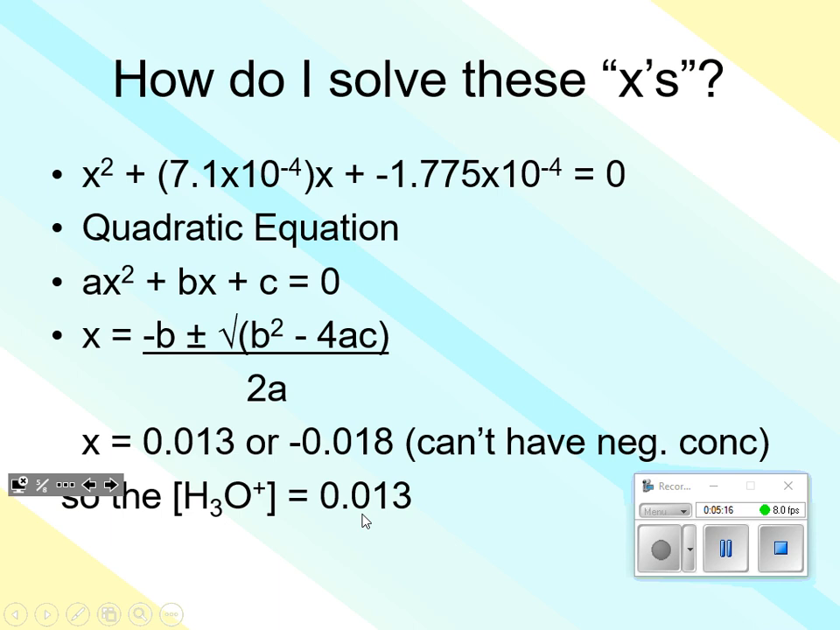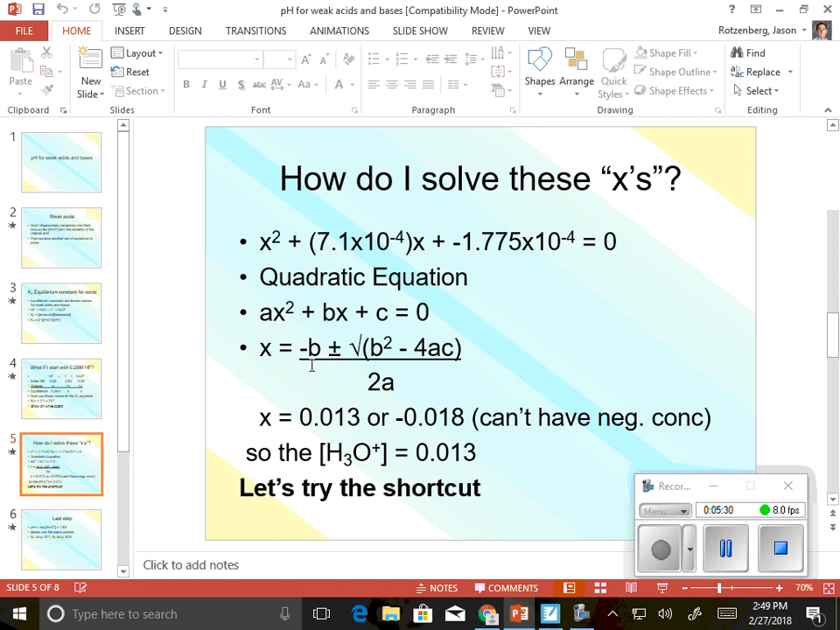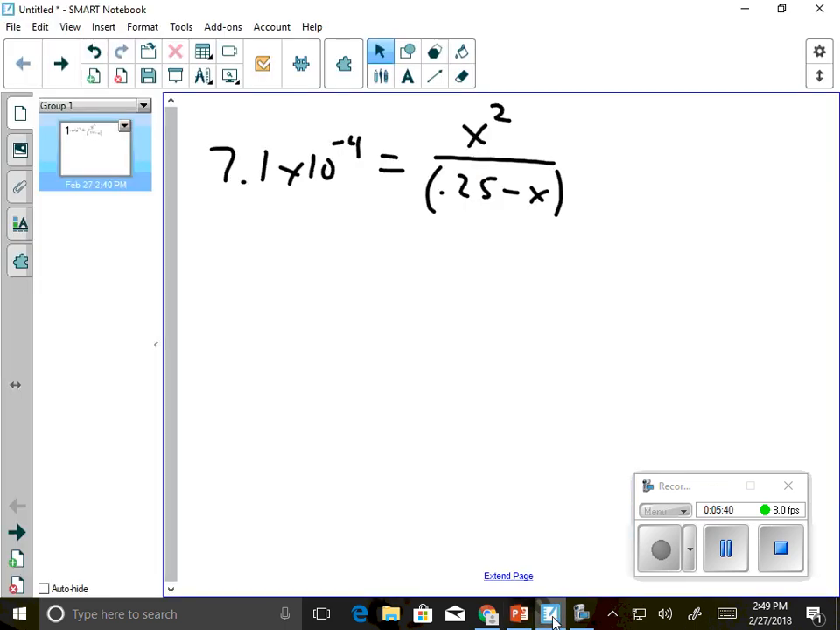Now, I quickly went over that, and my gift to you is our textbook talks about an approximation where we don't have to do this quadratic formula stuff. I'm going to go back because I actually didn't even try to finish this question yet. Remember, I'm trying to solve for the pH. I'll get to that in a minute. I mentioned let's try the shortcut. Here's what the shortcut states.